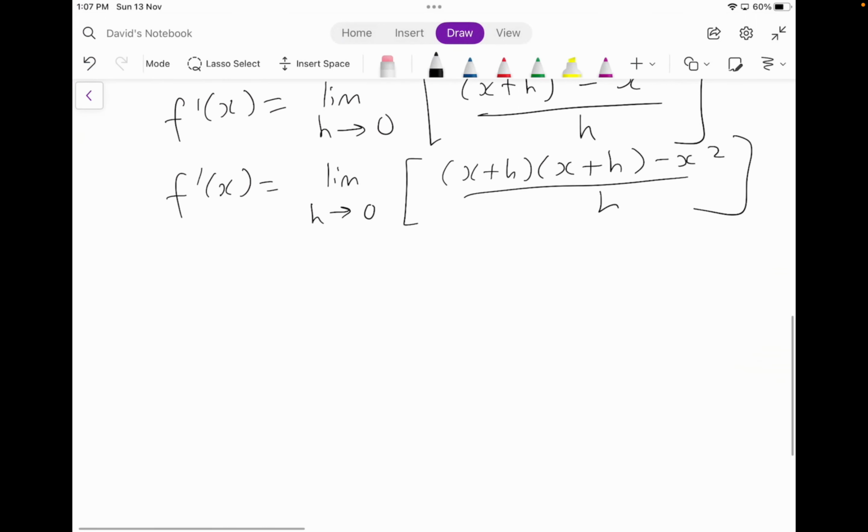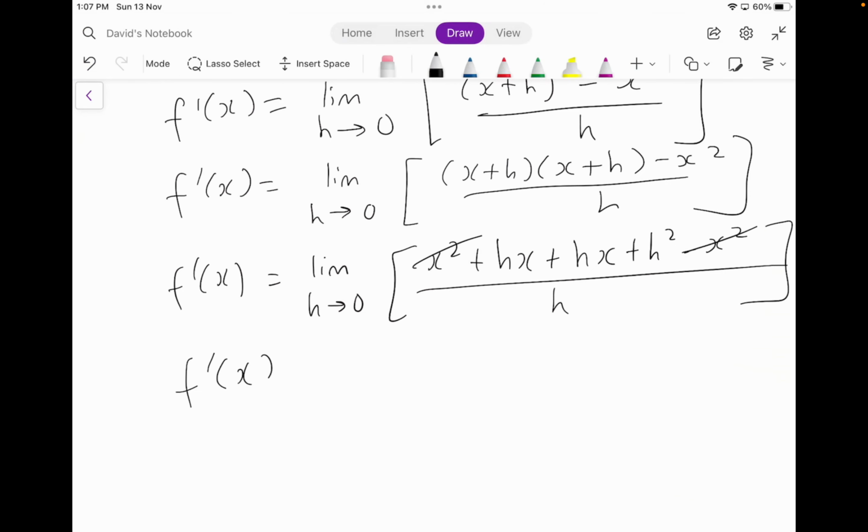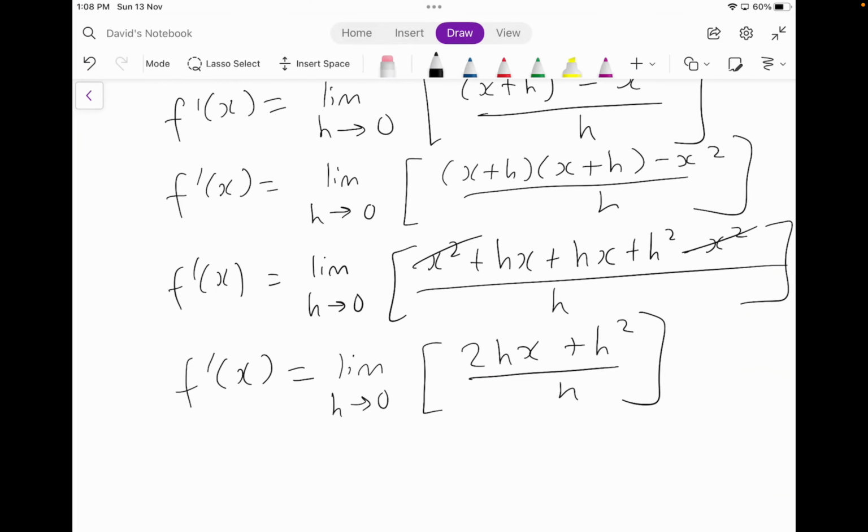By the way, do practice writing down these steps. It's very critical. So it's going to be x squared plus 2hx plus h squared minus x squared, divided by h. The x squared terms cancel out, and you're going to get f dash of x equivalent to the limit. Just multiply and simplify. That's the first step that you have to do. So it's going to be 2hx plus h squared divided by h. This is going to be your simplified value.